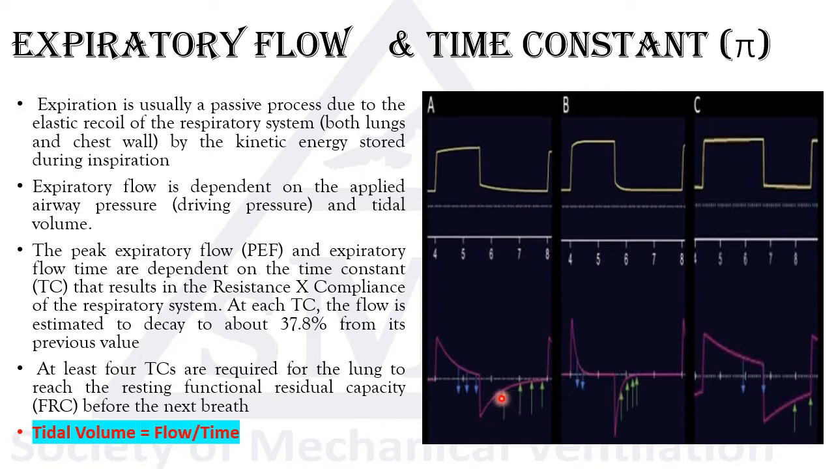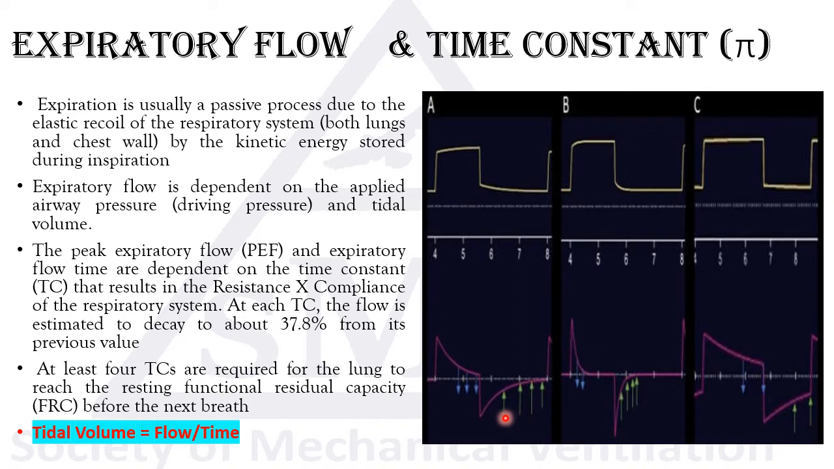another 37.8% from the previous number. So this should be around 14. Another time constant will be around 5. Another time constant will be about 1.5 or something like that. So usually 4 time constants are required for the lung to reach the resting functional capacity, or the FRC, before the next breath.